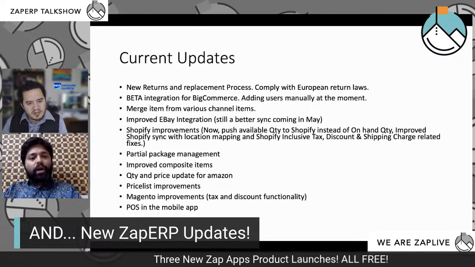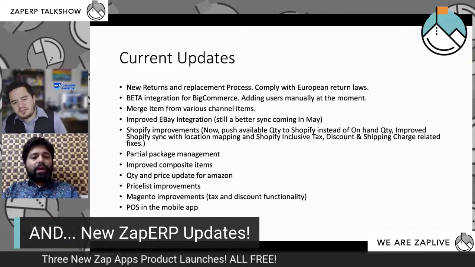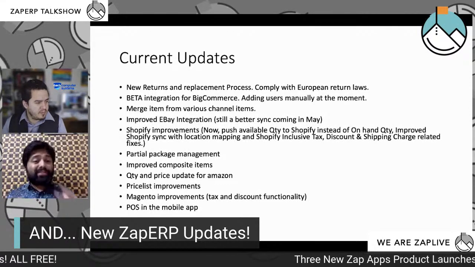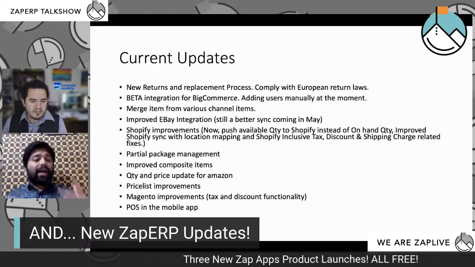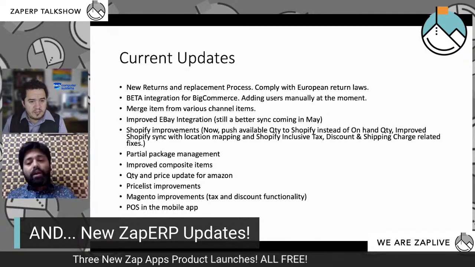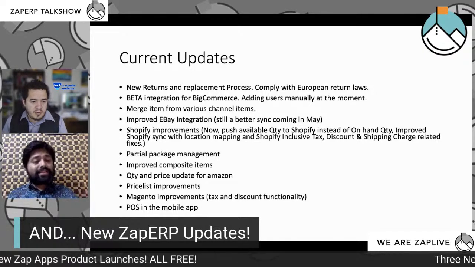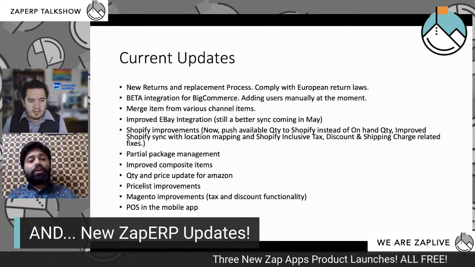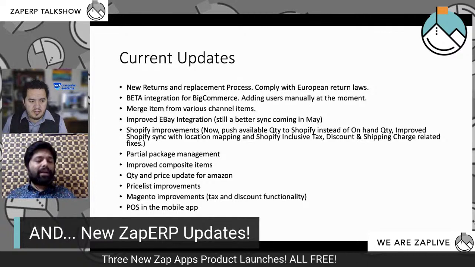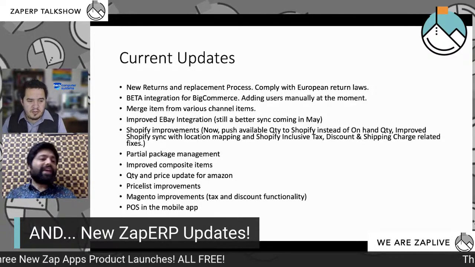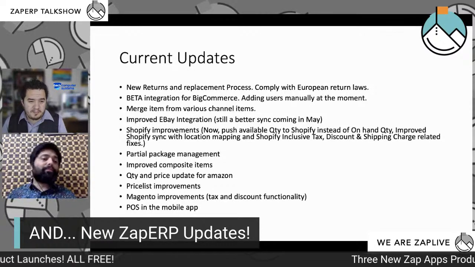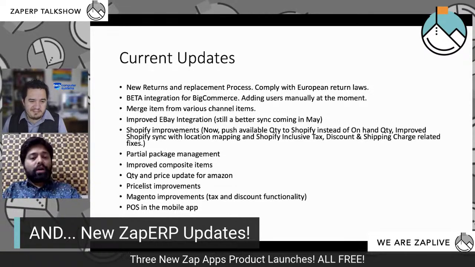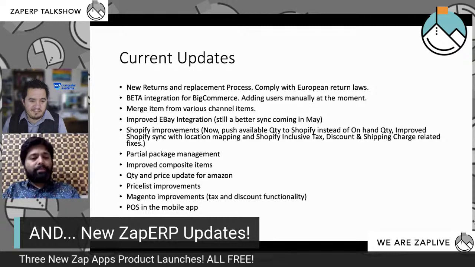Quantity and price update for Amazon is actually an old update, but I thought I should mention it because this was something that we did not mention in any webinar. If you are an Amazon seller and would like to update the quantity of your product, all you have to do is create a bill in ZapERP. It will increase the stock quantity, and the same information will be pushed to your Amazon account. Simple. So quantity will be updated, price will be updated.